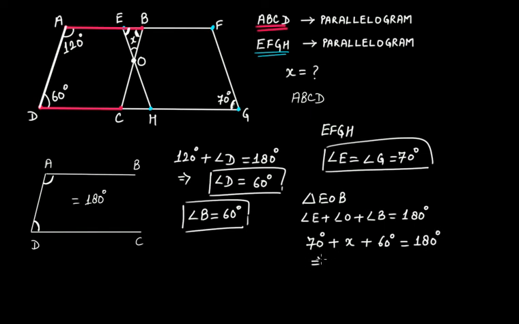So from here X is equal to 180 degrees minus 130 degrees. 70 plus 60 is 130. So this is 50 degrees.